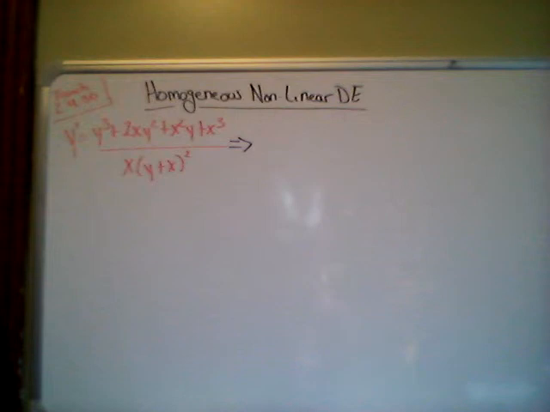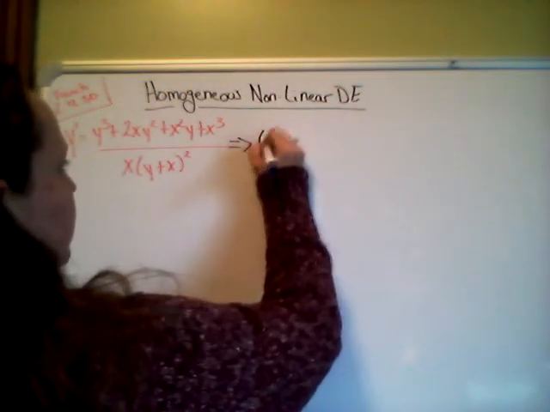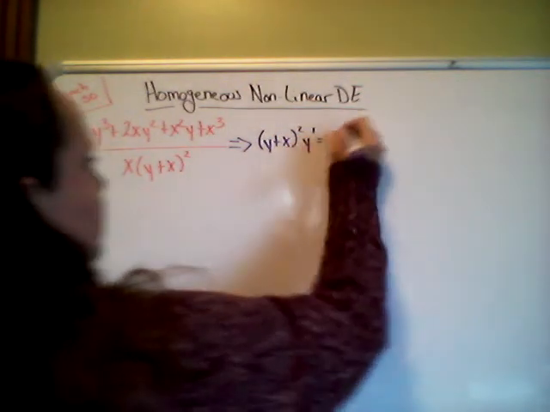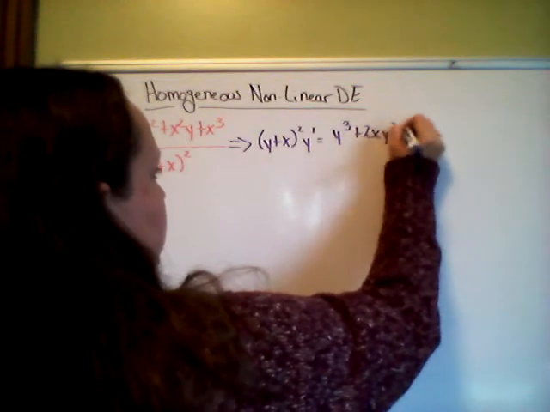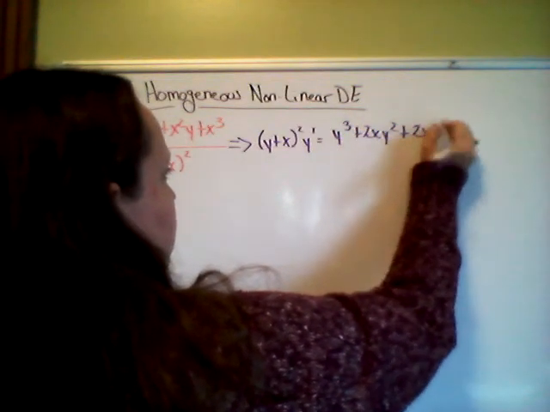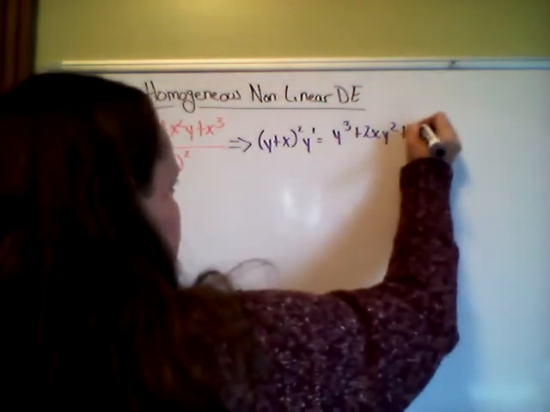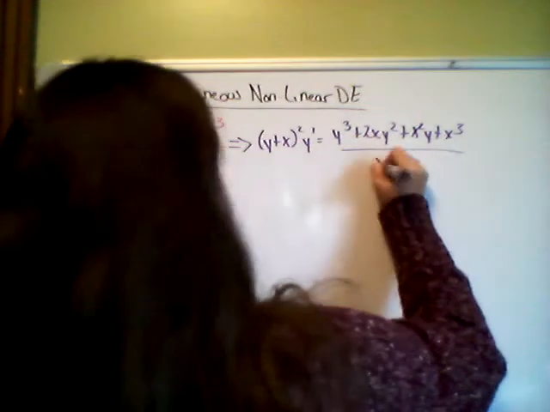y prime equals y cubed plus 2xy squared plus x squared y plus x cubed, over x times (y plus x) squared. The first thing we're going to do is multiply both sides by (y plus x) squared. Oh, not a 2. It's just an x squared y plus x cubed, all over x.